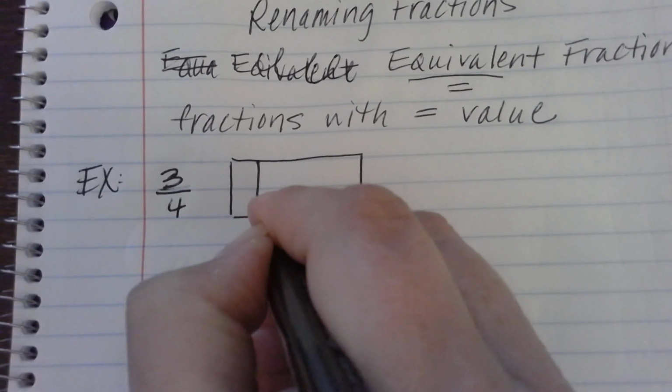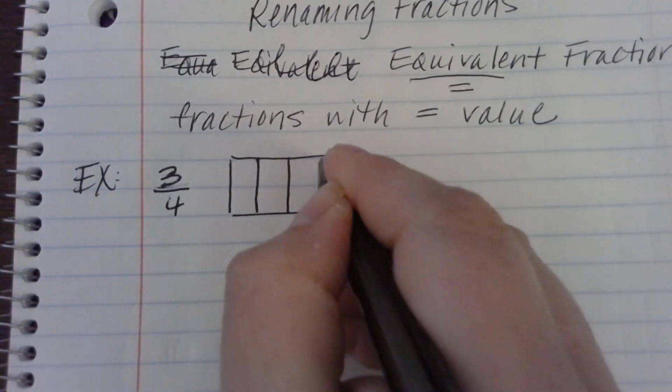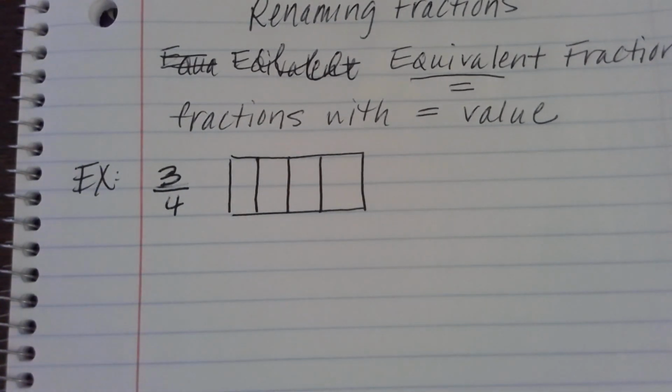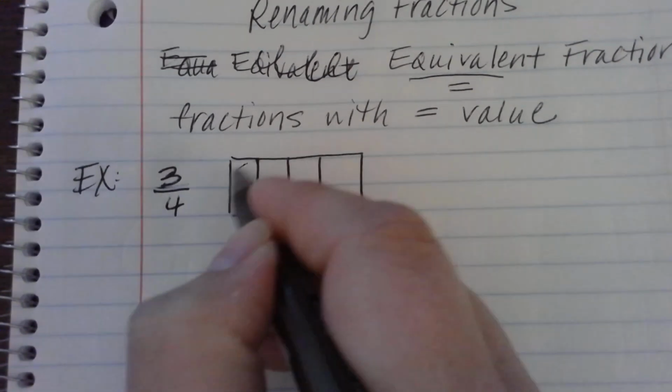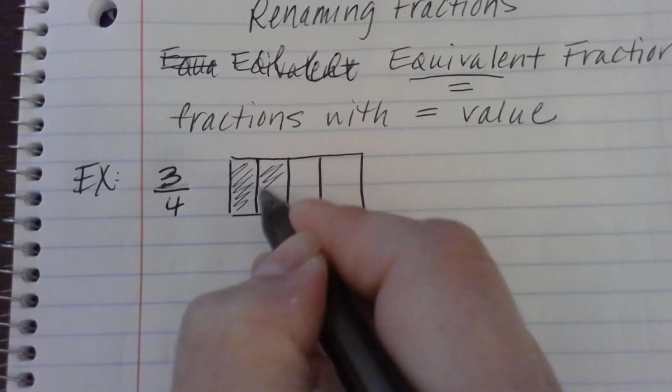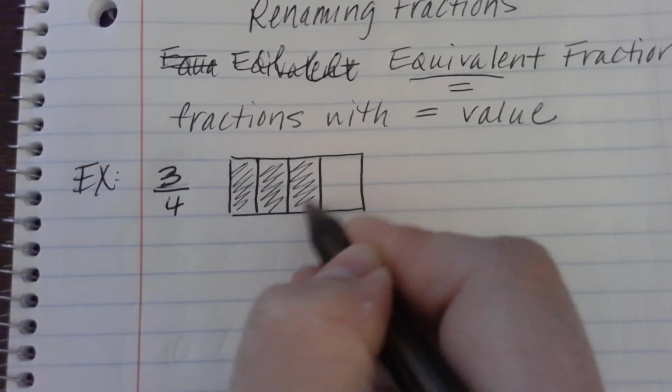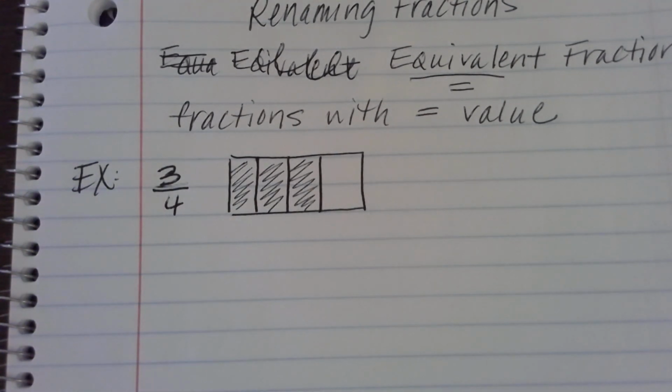So I'm going to draw and make sure that I have 4. We're going to pretend that those are nice and even. Okay? And they will never be because it's me. So if I am going to shade or show what that 3/4 looks like, I would color in 1, 2, 3 out of the 4. It's 3/4.